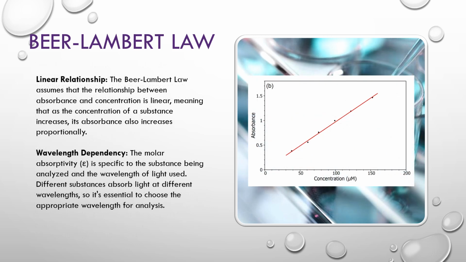Linear relationship: the Beer-Lambert law assumes that the relationship between absorbance and concentration is linear, meaning that as the concentration of a substance increases, its absorbance also increases proportionally. Wavelength dependency: the molar absorptivity, epsilon, is specific to the substance being analyzed and the wavelength of light used. Different substances absorb light at different wavelengths, so it's essential to choose the appropriate wavelength for analysis.